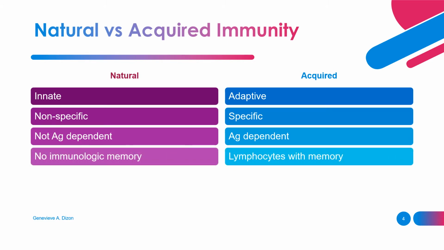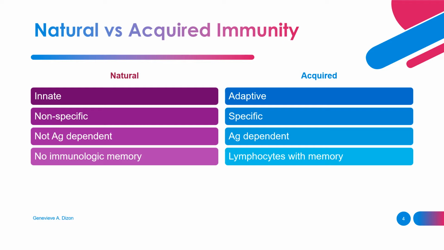In natural immunity, there is no immunologic memory, while in acquired immunity, there are lymphocytes with memory. In natural immunity, we call the immune cells phagocytes, and they have no memory. Their response does not change even after repeated exposure. In acquired immunity, we have immune cells, the lymphocytes, with memory B and memory T cells. Now, these types of cells recall previous antigen exposure.